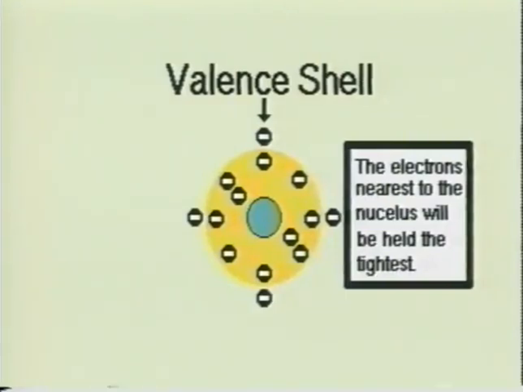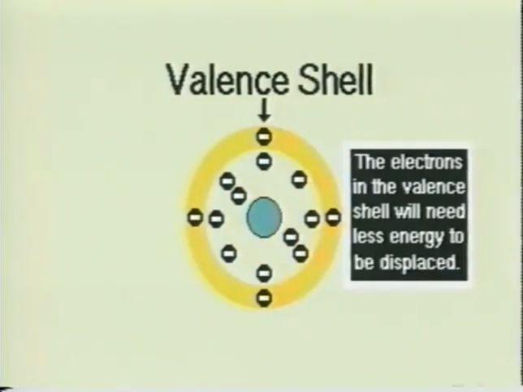The closer the electrons are to the nucleus, the stronger the forces are that bond the two together. Therefore, each shell of electrons will have an associated energy level that will represent the amount of energy required to remove an electron from the shell. Since the electrons in the valence shell are the furthest from the nucleus, they will require the least amount of energy to become displaced from the atom.